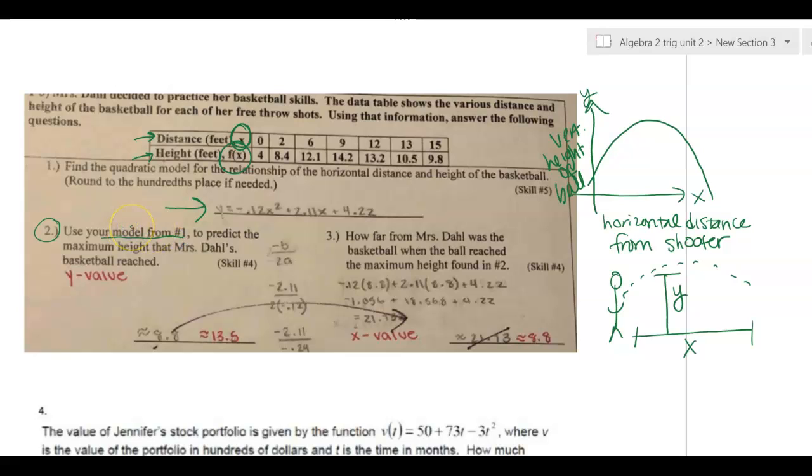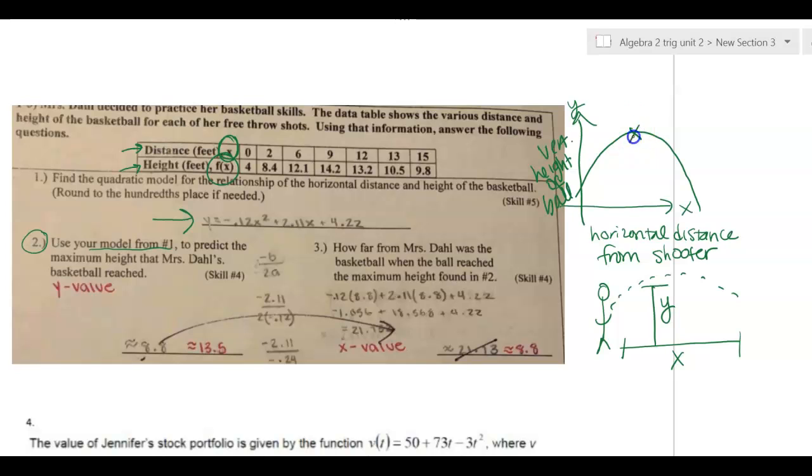my model is my equation, which I know is a downward facing parabola measuring these different things. And it says to predict the maximum height that Mrs. Doll's basketball reached. So when I think height, maximum height, I'm looking at the vertex of the parabola. And remember that the vertex is made of an x coordinate and a y coordinate. And when I look at what I've labeled on my axes, the horizontal distance from the shooter is the x and the vertical height of the ball is y. When I read the question again and it says what's the maximum height that Mrs. Doll's basketball reaches, they're looking for the y coordinate of that vertex.